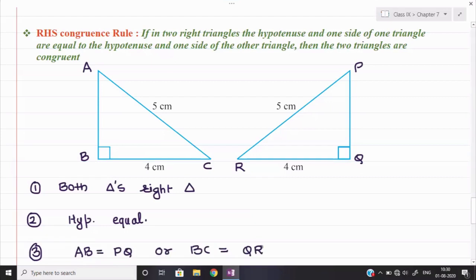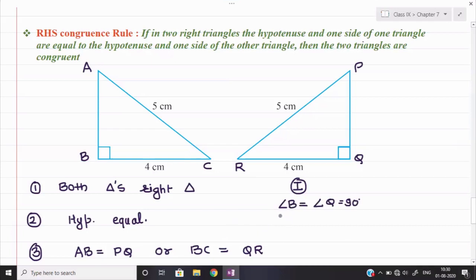So as per the figure you observe, BC and QR are given equal. It may be given to you AB and PQ also equal. So here we can say that one case is, first case we can say the one angle should be of 90 degree. So suppose angle B is equal to angle Q is equal to 90 degree. That is your first one.